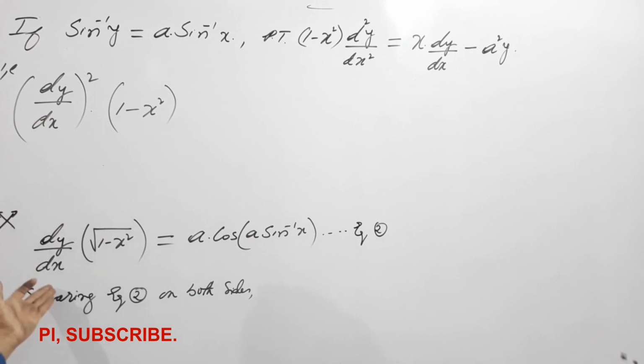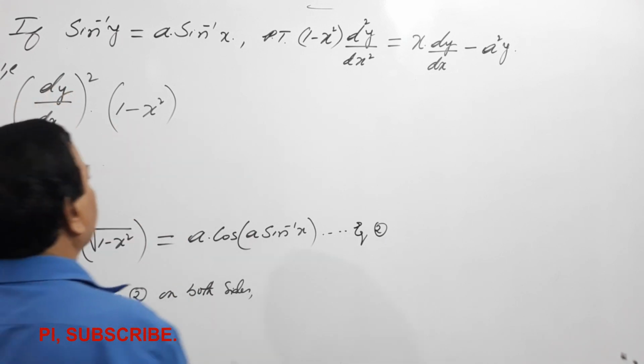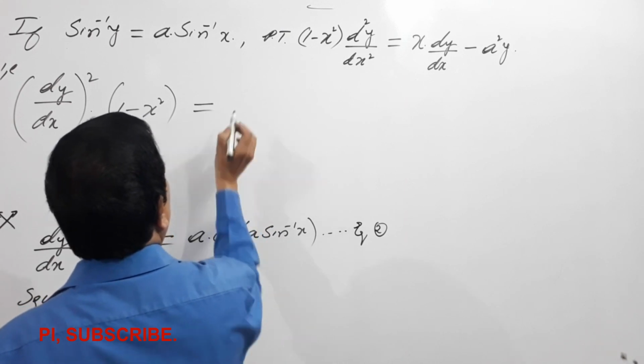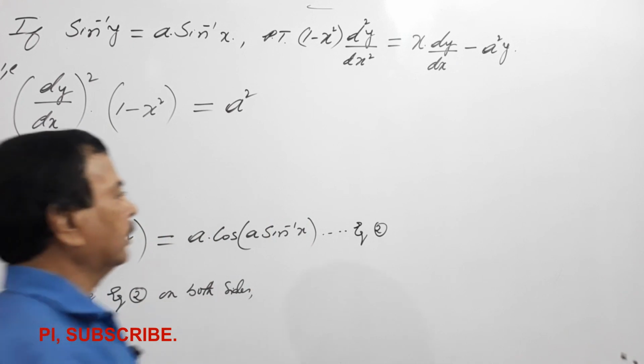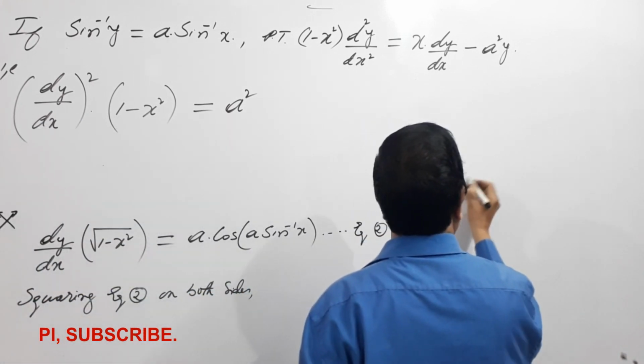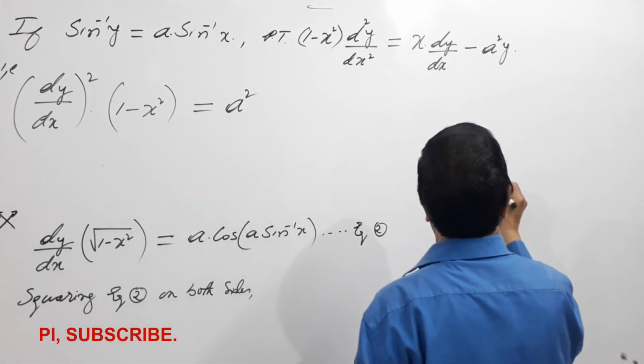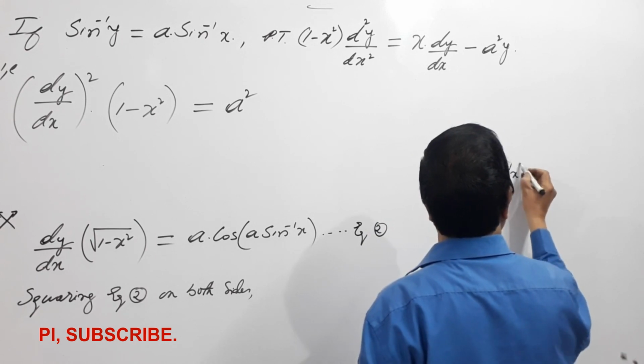So this is dy by dx the whole square into 1 minus x square. This is an important step. This is a square. Don't write like this. This is cos of a sin inverse x.